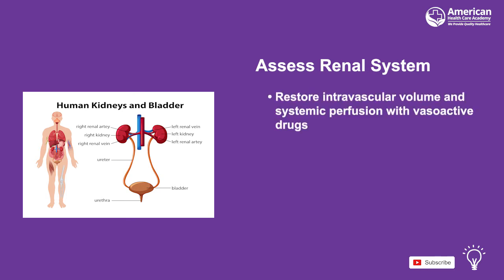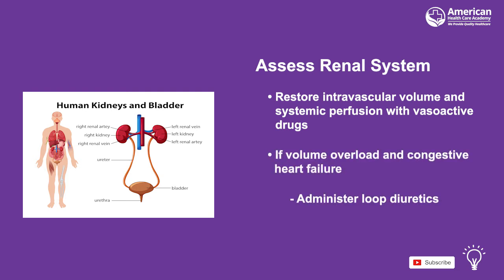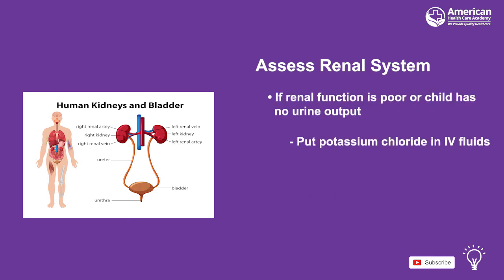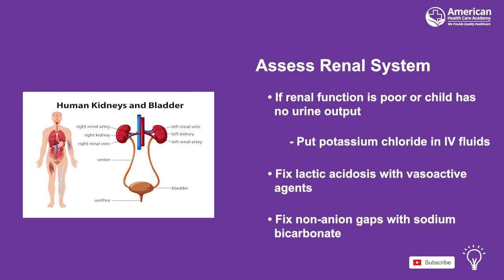Restore intravascular volume and systemic perfusion with vasoactive drugs. Administer loop diuretics to children with volume overload and congestive heart failure. Put potassium chloride in IV fluids if renal function is poor or the child has no urine output. Fix lactate acidosis with vasoactive agents, and fix non-anion gap acidosis with sodium bicarbonate.